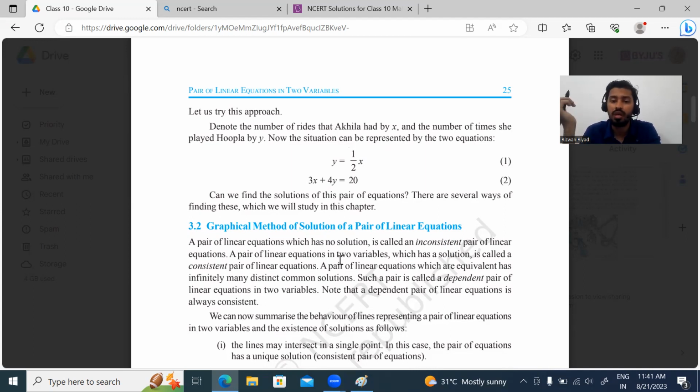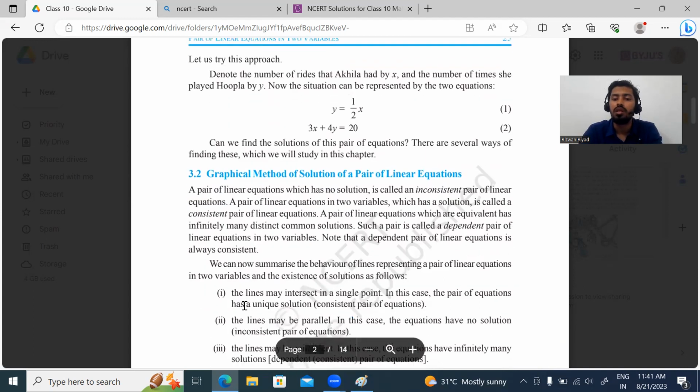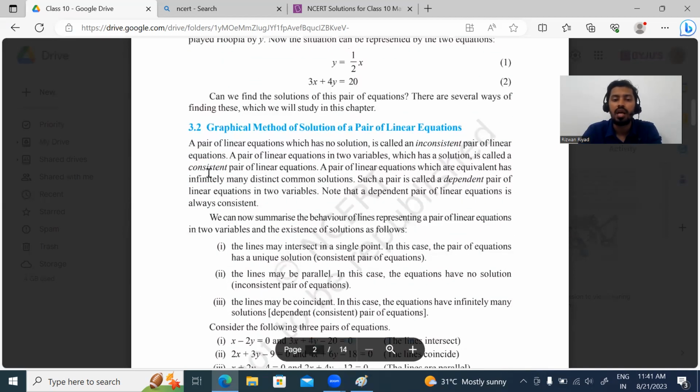As a first method in this chapter, we will discuss the graphical method of solution of a pair of linear equations. That means we can make use of a graph to solve a pair of linear equations in two variables. So let's see how we can make use of a graph to solve. Before coming to that, you should know some terms.